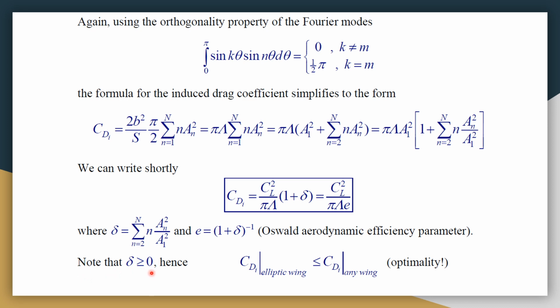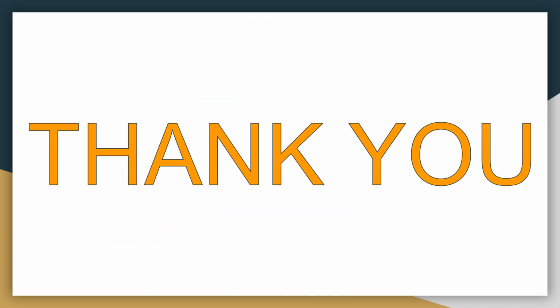Note that delta is greater than or equal to 0, hence the induced drag coefficient of the elliptical wing is lesser than or equal to that of any other wing. This is the total explanation about the general wing theory and its basics from Prandtl's lifting line theory. Thank you.